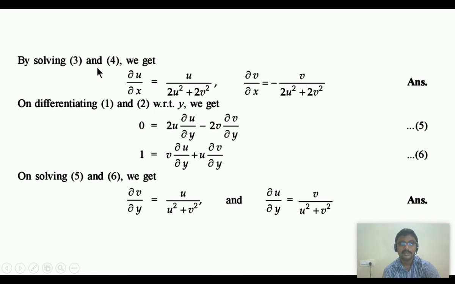Now solving equations 3 and 4, we will get dou u by dou x value and dou v by dou x. These are the values. On differentiating 1 and 2 with respect to y, similarly we will get equations like these. On solving equations 5 and 6, we will get dou v by dou y value and dou u by dou y value.